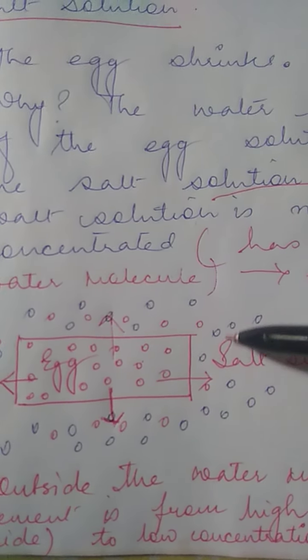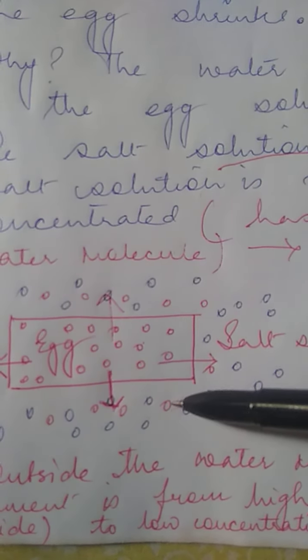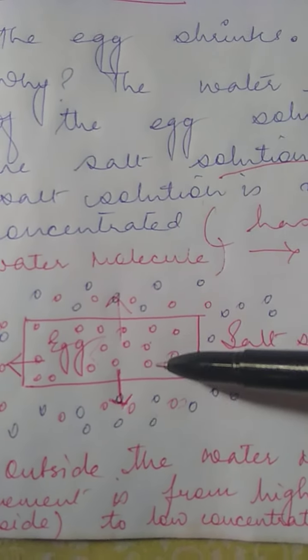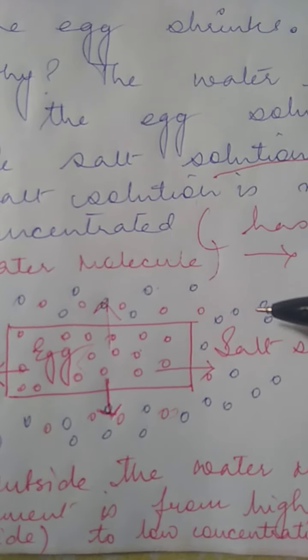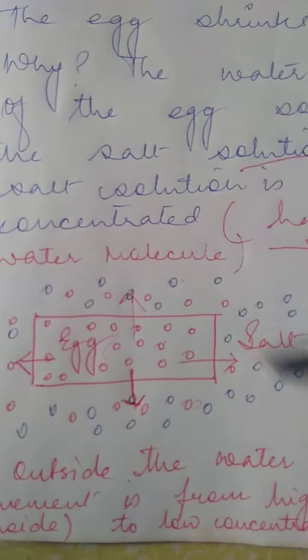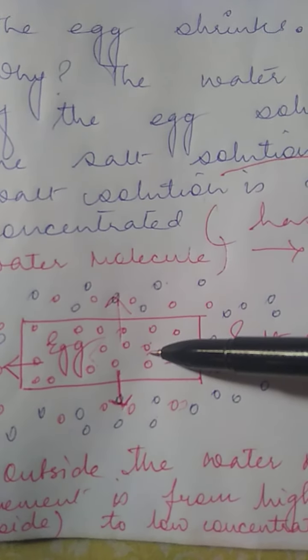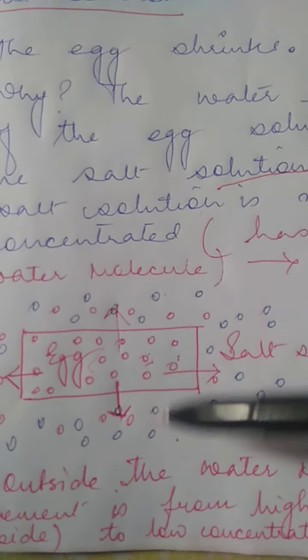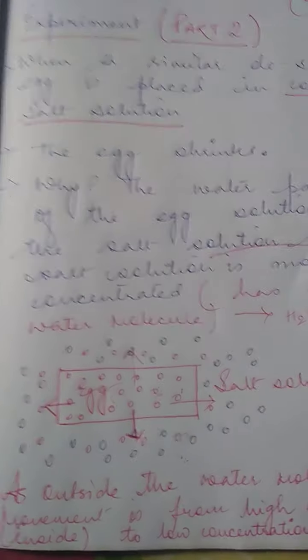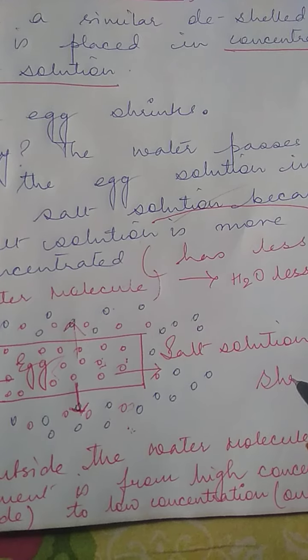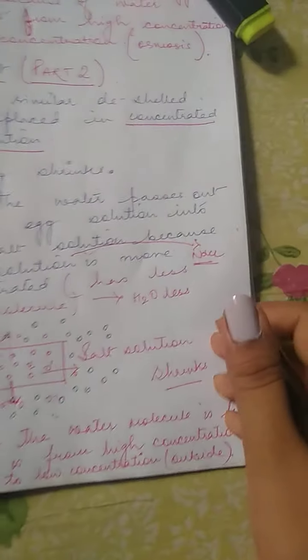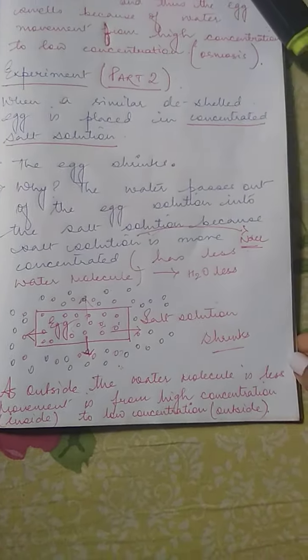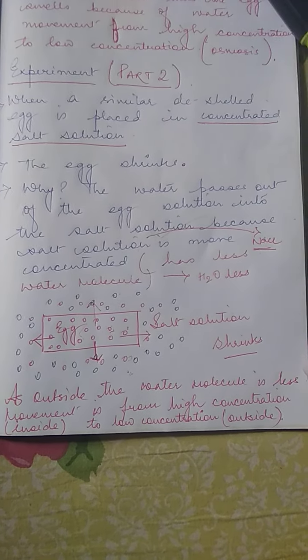What happens? The egg you have kept outside. You can see I have used colors. Now the red ones are your water, which is inside, water is more, and outside you can see the blue ones, the NaCl or whatever salt particles, there are more. So what will happen, from inside of the egg, the movement of water will take place outside. That is from a higher concentration on the inside to a lower concentration on the outside. So your egg will shrink. Here the egg shrinks. As outside the water molecules are less, the movement is from a higher concentration to a lower concentration.